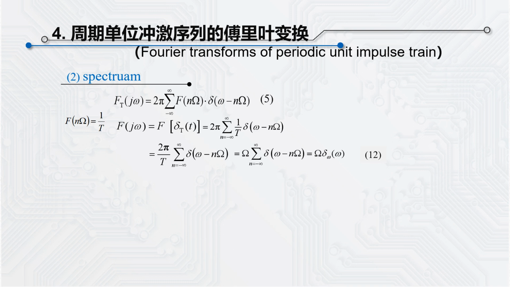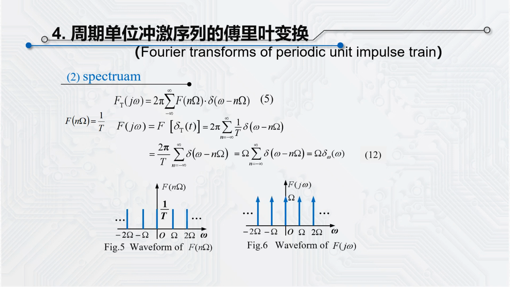Let's take a look at a spectrum. According to the relationship of Fourier transform and the coefficient of its Fourier series, as shown in Formula 5, because here F(n omega) is 1 over T, obviously Formula 12 is true. Let's take a look at a spectrum. Figure 5 is the waveform of its spectral coefficient. Figure 6 is the waveform of its spectral density function. This is an impulse train. The impulse appears at n omega, and its strength is also omega.